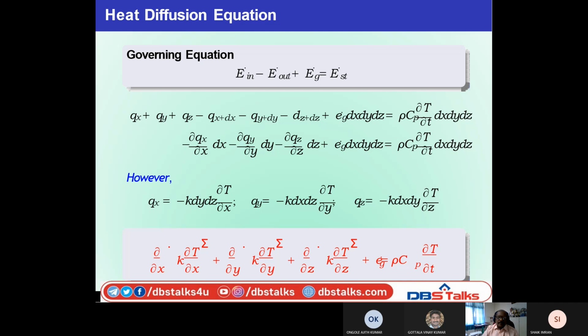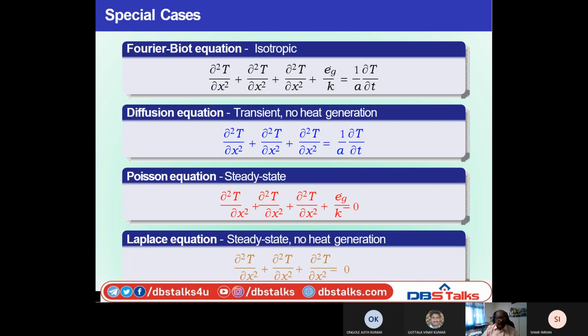If you apply some conditions, there will be 4 equations. One is Fourier's equation. Another one, for no heat generation, is the diffusion equation. For steady state, this equation, Poisson's equation. For steady state and no heat generation, the Laplace equation.